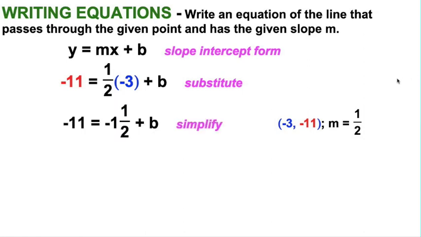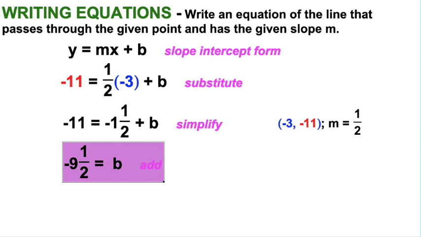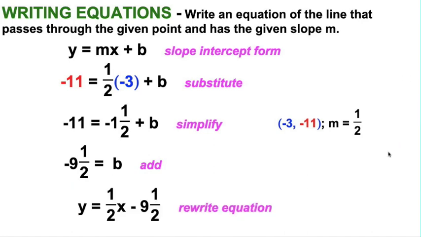-1.5 or -3/2. And now, can you do your arithmetic? You've got to add 3/2 to both sides, or add 1.5 to both sides. And no matter how you do it, you're going to get -9 1/2 for b. And there is your equation. All right, let's keep this momentum going.